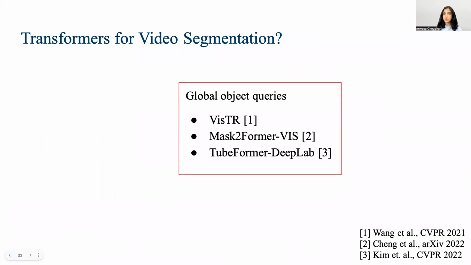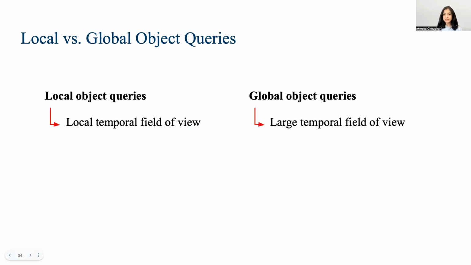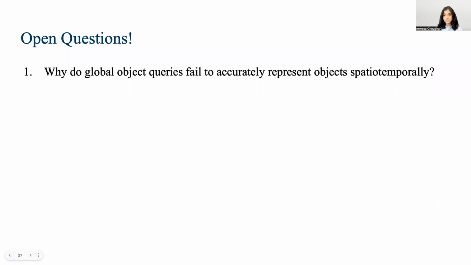Some methods also use global object queries where the entire video is processed at once. These methods fail to scale to long videos without heuristic clip merging. Intuitively, global object queries should be more accurate than local ones since they operate with a much larger temporal context. Surprisingly, this is not the case. The best methods on VIS like MinVIS produce query vectors frame by frame independently. This raises the question: why do global object queries fail to accurately represent objects spatiotemporally?